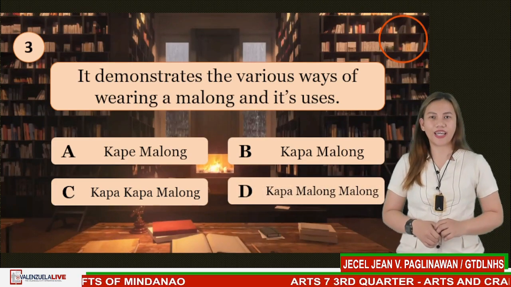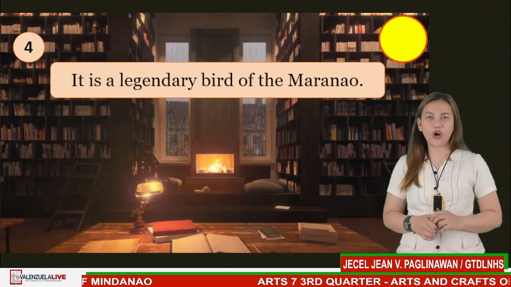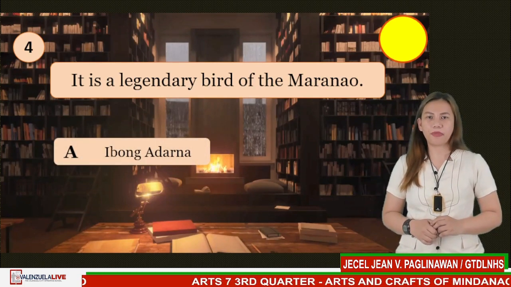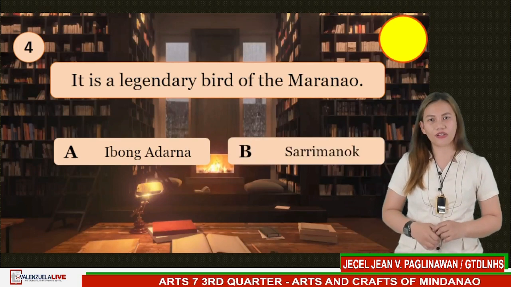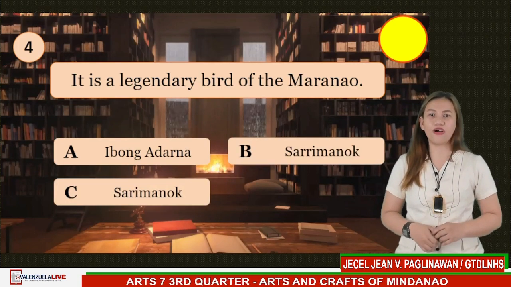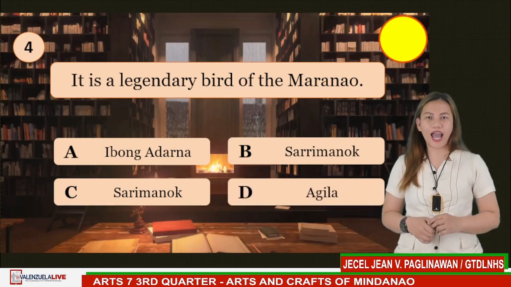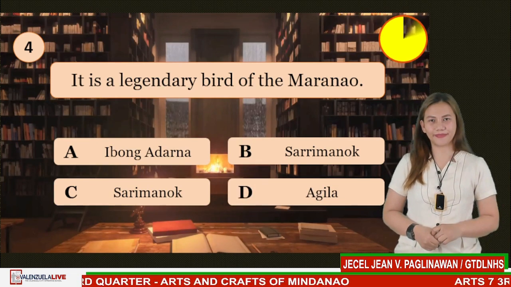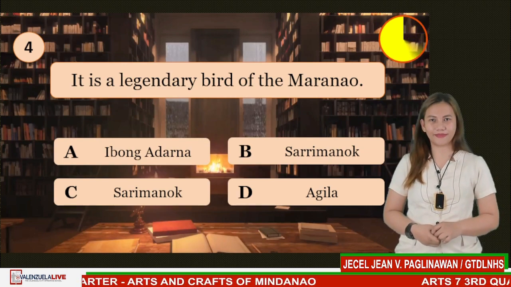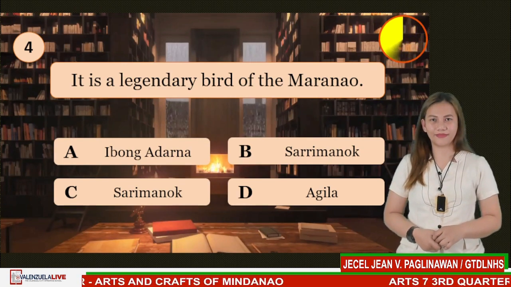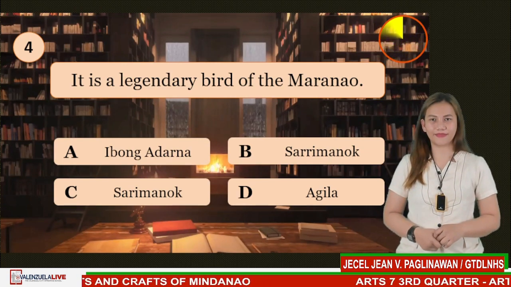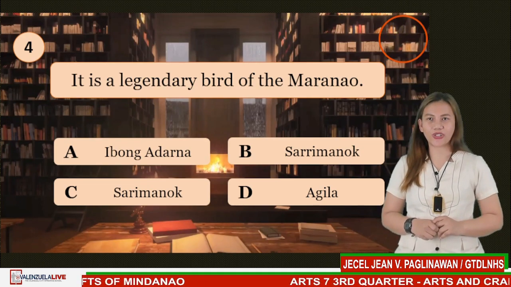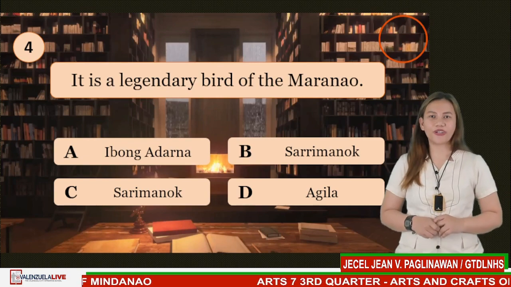Number 4. It is a legendary bird of Maranao. A. Ibong Adarna, B. Sari Manok, C. Sari Manok, or letter D. Agila. Timer starts now. If your answer is letter C, you are correct.